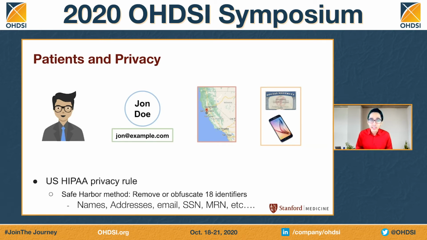In the United States, that is made very clear by the HIPAA privacy rule. This rule specifies a method called safe harbor, where we need to remove 18 identifiers that could uniquely identify a person. These are names, addresses, medical record numbers, social security numbers, among others.